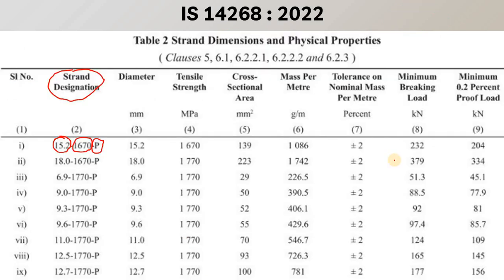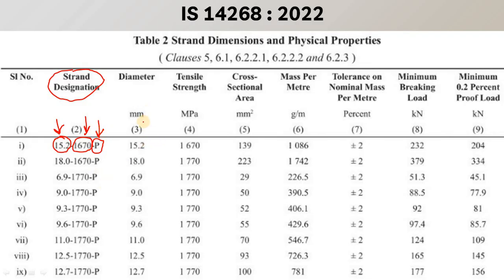So here you can see the first thing, in column number 2, the strand designation: this is the diameter of the strand, which says 15.2 mm. Second is the tensile capacity or tensile strength of the wire, that is 1670 Newton per mm square. And this is the type of strand, P, and P stands for plain wire.